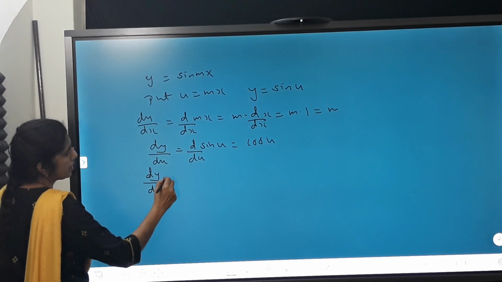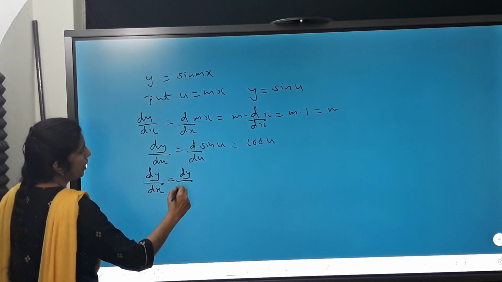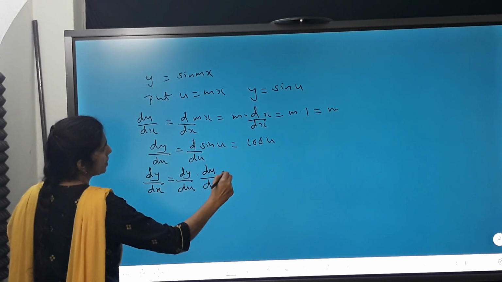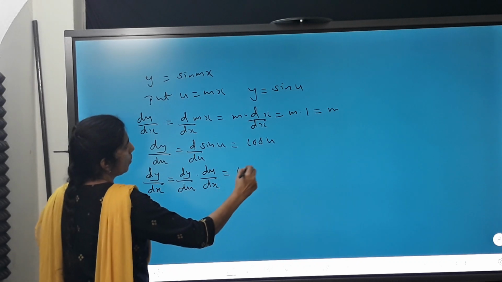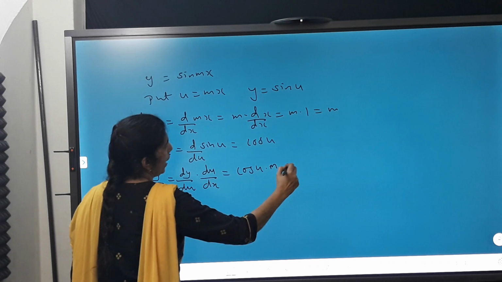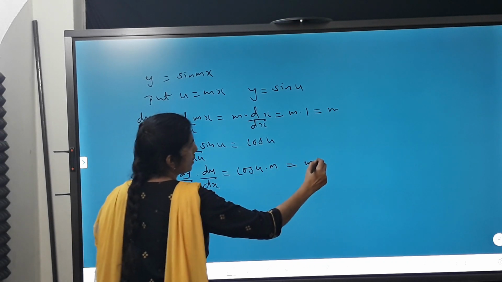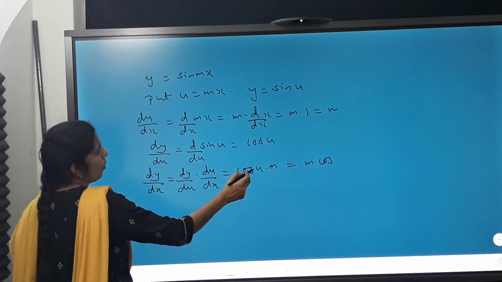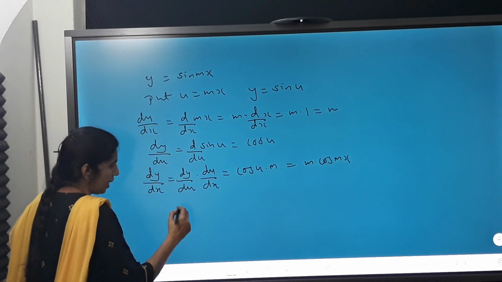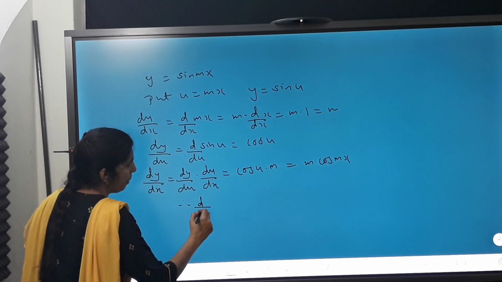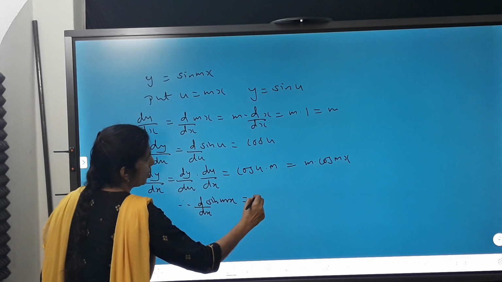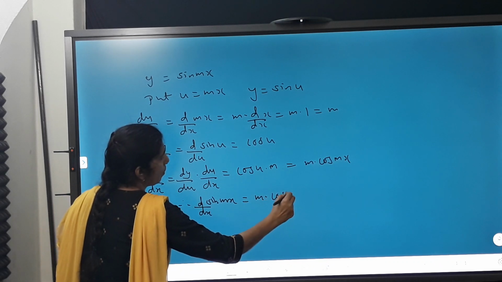So apply the chain rule. dy by dx equal to dy by du into du by dx, that is equal to cos u into du by dx, which is m. This we can write as m into cos of u, where u is mx. So we get an important result, d by dx of sin mx equal to m into cos mx.